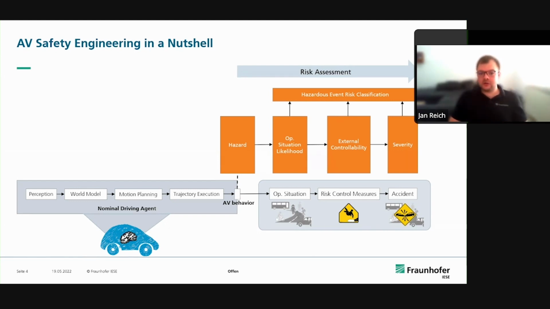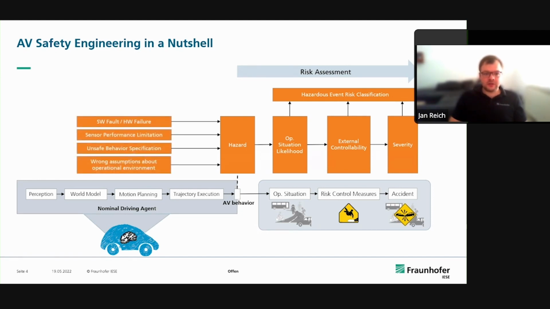For instance, in our autonomous shuttle use case, this would be like the controllability of pedestrians around to remove themselves from dangerous situations, and the severity parameter actually deals with the consequences of an accident that happens. So when we have performed this risk classification, we usually try to get an idea about potential causes of the critical hazardous events.